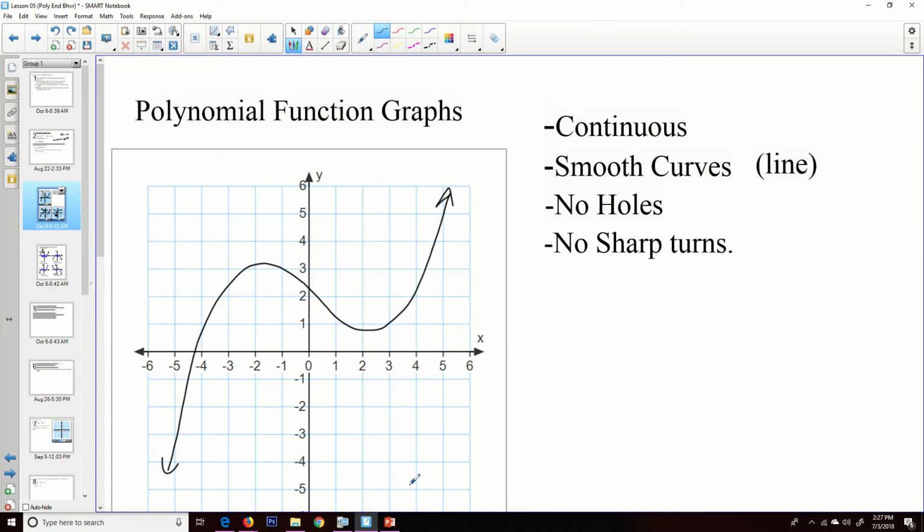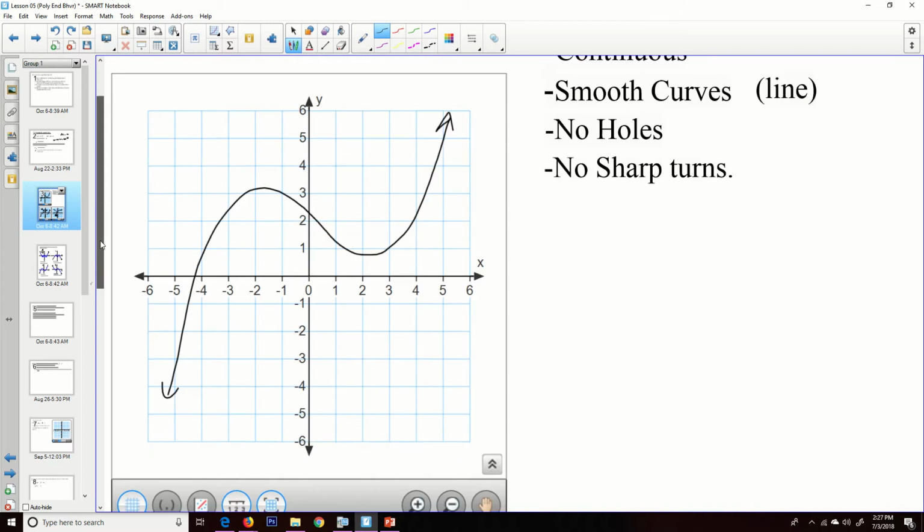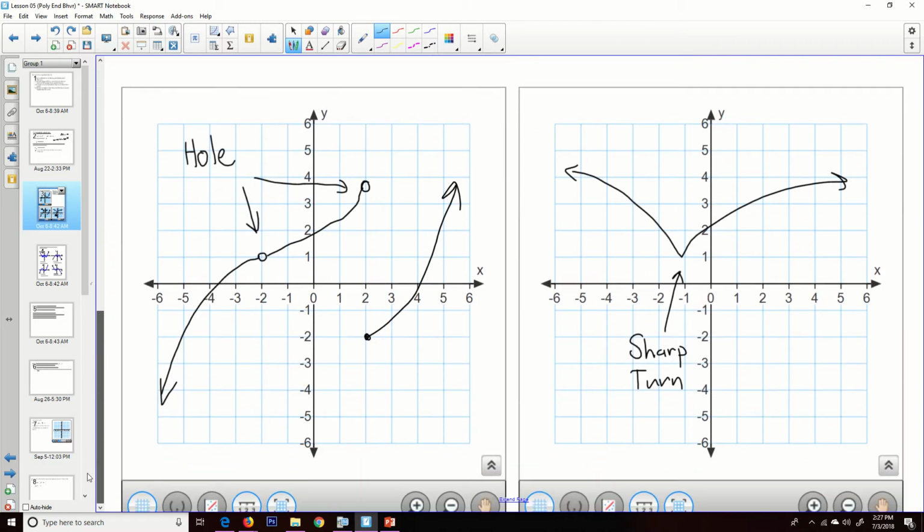Polynomial function graphs are always continuous. They are smooth curves. That does include linear equations, which are considered to be curves. They have no holes and they have no sharp turns. So what does a hole and a sharp turn look like in a graph? Well, you could potentially have a graph that has a small gap in it called a hole. The graphing calculator will not show these things, and so that's one limitation of the graphing calculator.